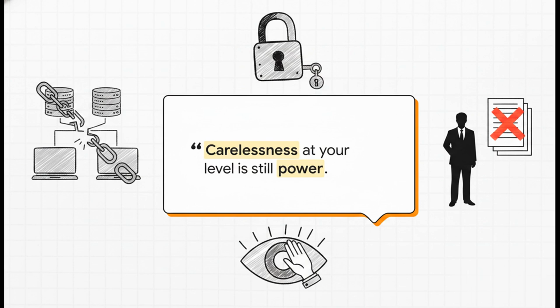She tells him, "Carelessness at your level is still power." That is such a profound lesson in leadership accountability. Choosing not to look, choosing convenience over compliance at the executive level, isn't just a simple mistake or a valid excuse. It's a reckless exercise of power that leaves the entire organization vulnerable to sabotage.